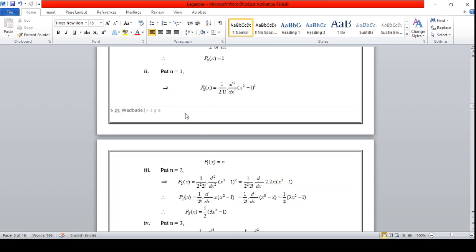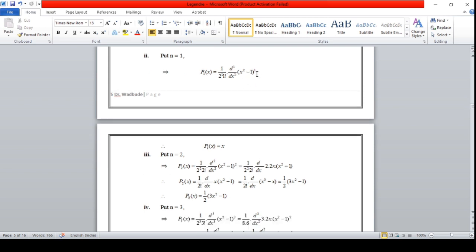Same. Second, n is equal to 1. Left hand side is P1. 1 upon 2^1, 1 factorial, d^1/dx^1. This is the first derivative. We take here the first derivative of (x² − 1). Its first derivative is 2x. The 2 cancels, and we get only x.